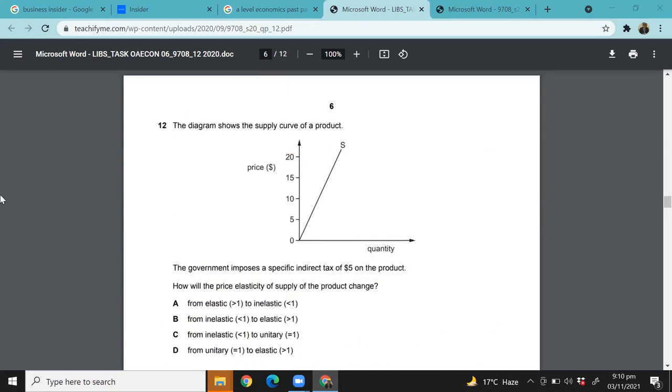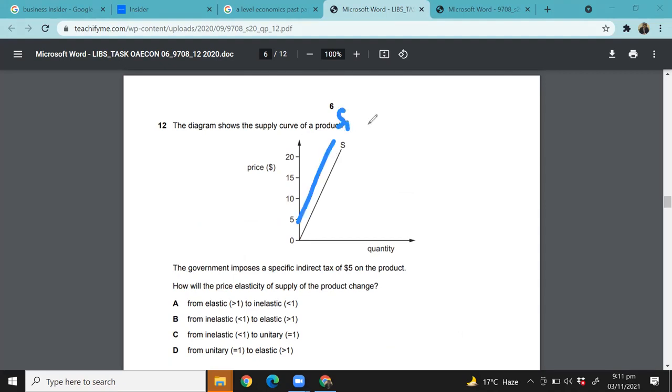The diagram shows the supply curve of a product. The government imposes a specific indirect tax of $5 on the product. How will the price elasticity of supply of the product change? Right? So this is the supply curve of a product. And then it says that the government has imposed a specific tax. What is the specific tax? Specific tax is that the amount of tax is fixed per unit, right? So it will go like this, a parallel shift upwards, right?